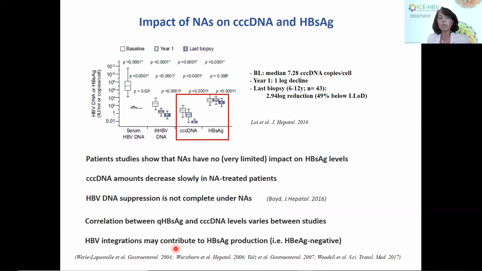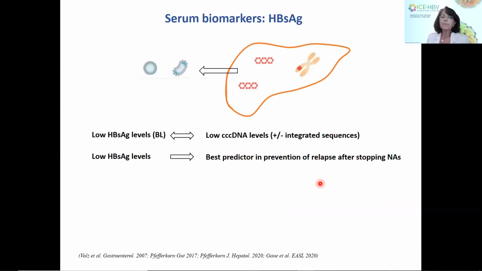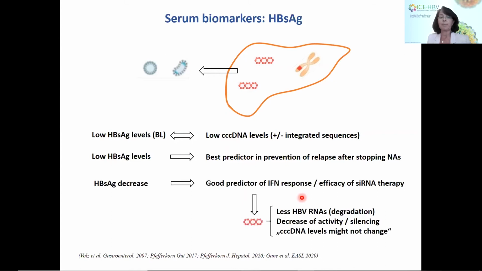And this might also be due to the fact that integration might contribute to S antigen production. But accumulating evidence indicates the S antigen level, especially at baseline, might be correlated often with the low amount of cccDNA in the liver, plus or minus, of course, contribution from integrated sequences. And we know already that a low S antigen level is also a good predictor in preventing relapse after stopping nucleoside analog therapy.